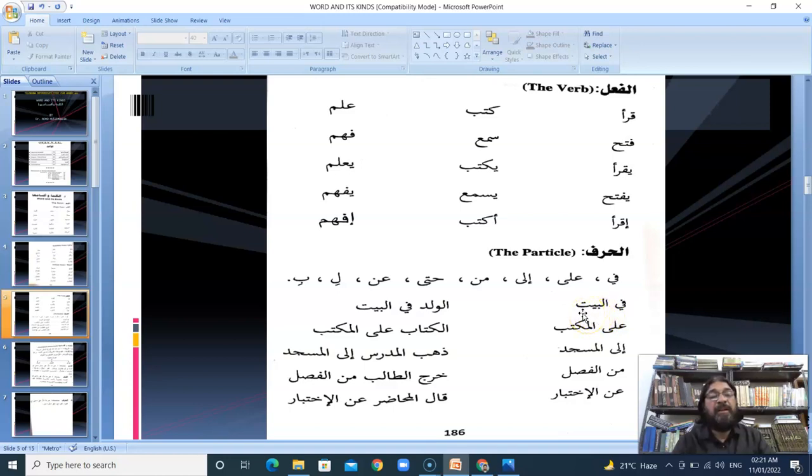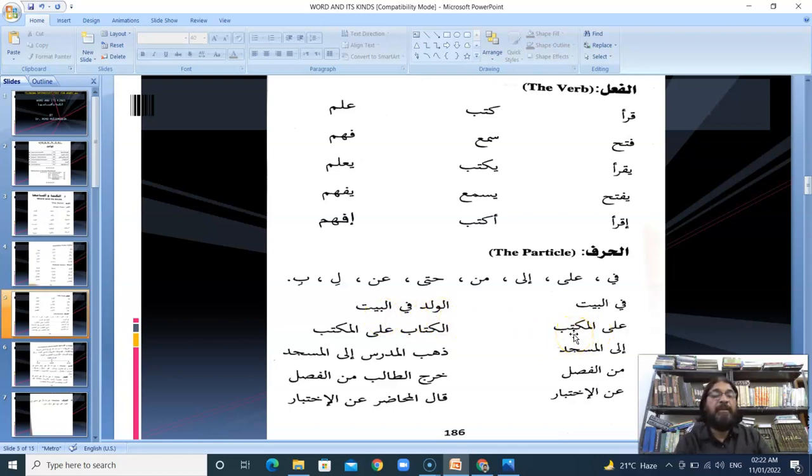and will be giving the kasra, one zer, single zer on the last letter of the noun if the noun is proper. If the noun is common, then there will be kasratain, double zer on the last letter of the noun. So fil baiti, in the house. Sentence: al waladu fil baiti, the boy is in the house.